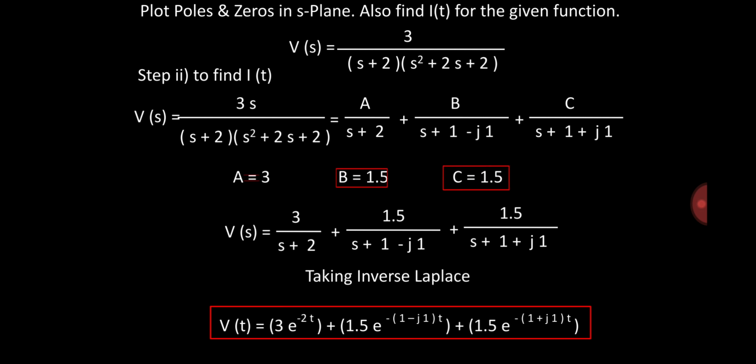So I hope you understood this problem and the idea is clear in your mind of how to plot the pole-zero diagram and how to find the function, that is V of t.